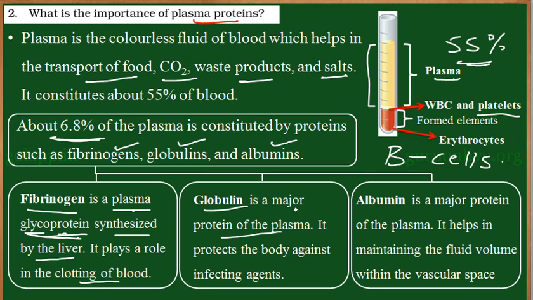They are Y-shaped proteins. They help to protect the body against foreign invaders. When there is an infection from a bacteria, virus, or any other foreign substance, the antibodies, or globulins, present in the plasma identify them as foreign substances and present them to the T lymphocytes, where they will be killed. So this is one of the important proteins present in our plasma.